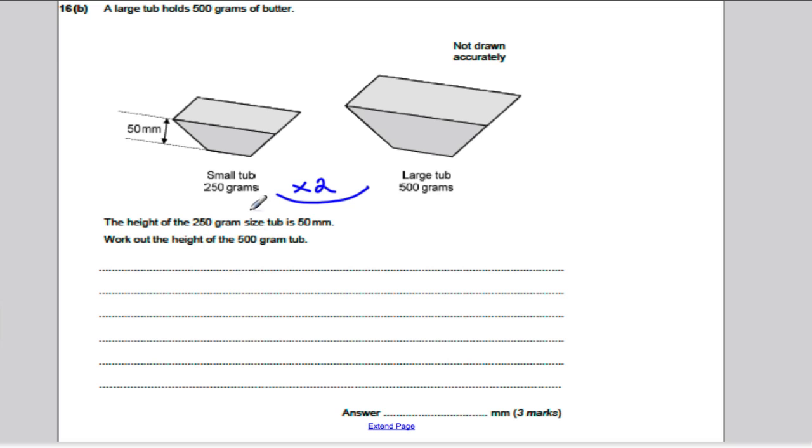So the scale factor of the lengths must be the cube root of 2, because that's the number that when you multiply it by itself 3 times gets you 2. So that's the scale factor of the dimensions. So if I know that height is 50 millimeters, this height must be 50 times the cube root of 2. And that gets to 63 millimeters to the nearest millimeter.